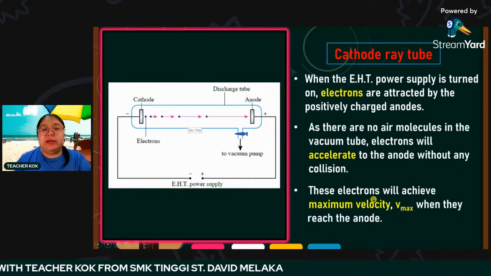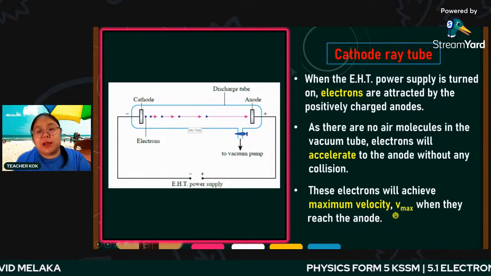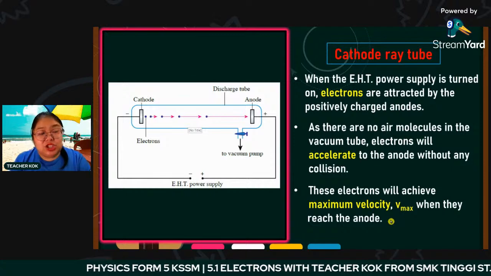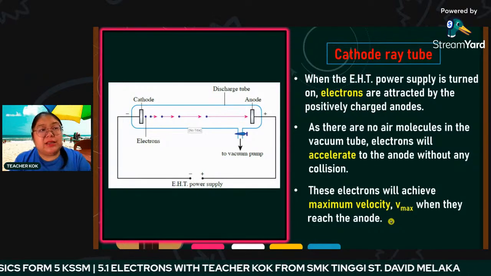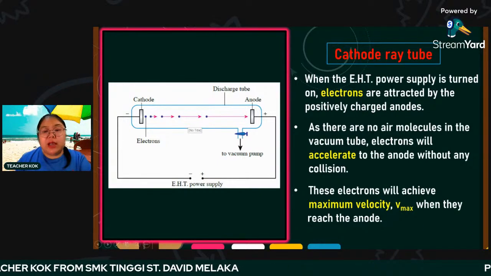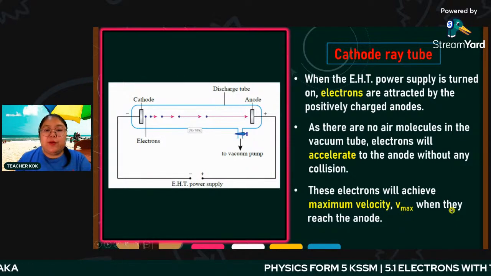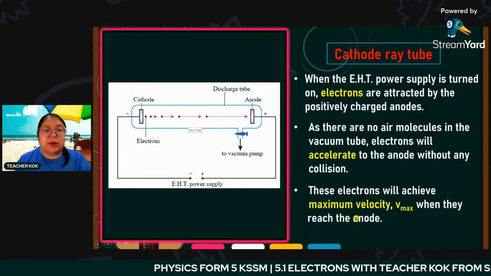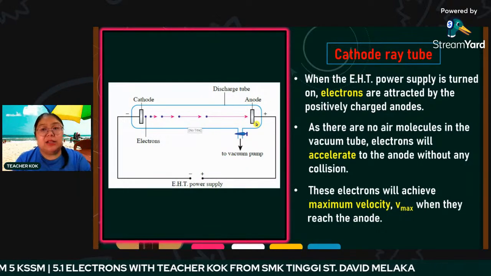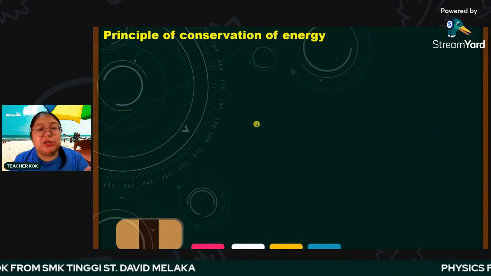So from here, the electron will achieve maximum velocity. Maximum velocity, later we also need to do the calculations, by using the formula. Small v stands for velocity, capital V is the potential difference. So small v, after that we put max, meaning the maximum velocity when they reach the anode. So when they reach the anode, we convert to another energy, that's kinetic energy.